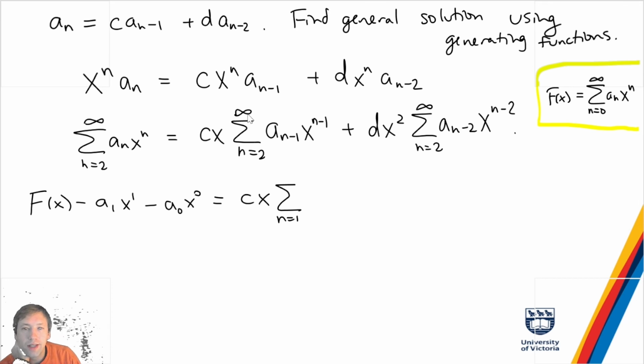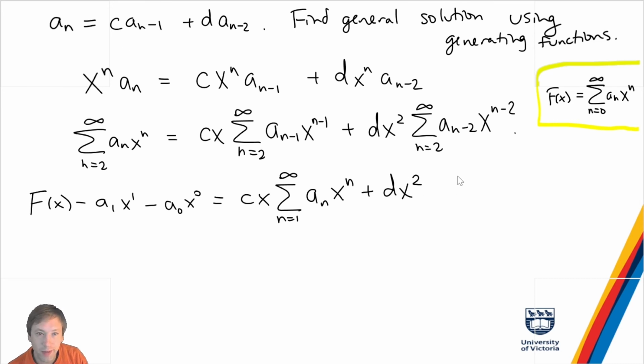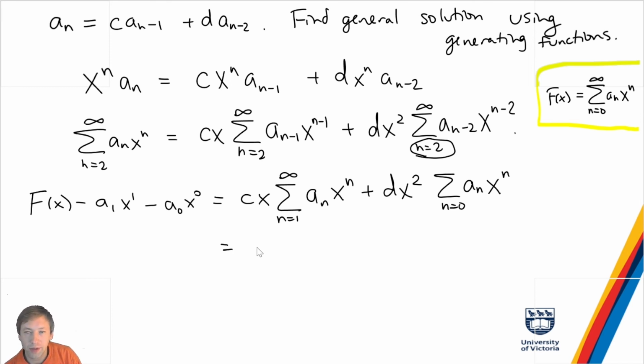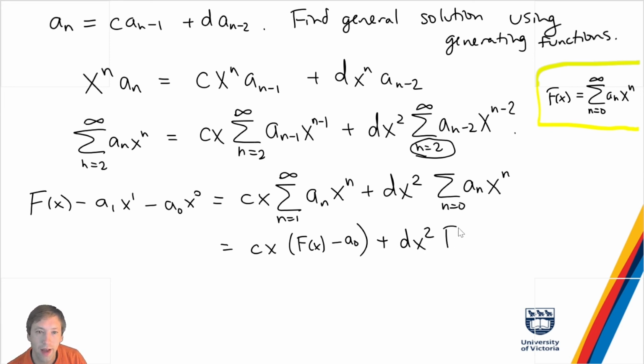If I start this sum at 2 and go to infinity, it's the same as starting at 1 and going to infinity, but then changing the index to be a_n x to the n. And then you can do something similar in the second sum, but you can start at 0, right? Because if I plug in n equals 2 here, I get a0 x to the 0. That's the same as plugging in n equals 0, but having a_n instead of a_(n-2). Okay, and then we see that this is equal to cx times (f of x minus a0 x to the 0), but we can ignore that. So then we have dx squared f of x.